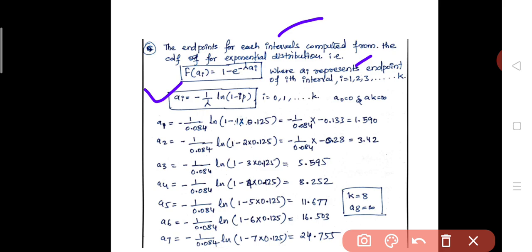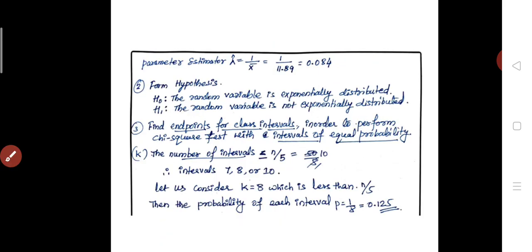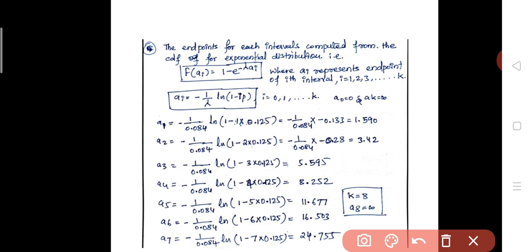Lambda is the parameter estimator value, and in 1 minus IP, I is the interval value, and P is 0.125, which we have just computed. So this is the P value. Next, we will calculate the first end point.